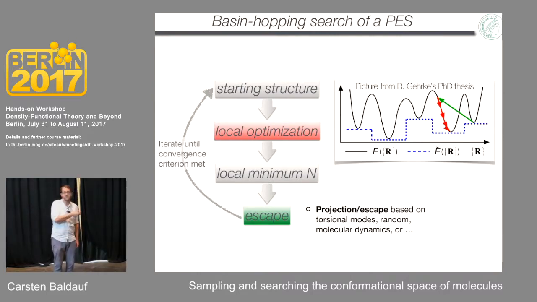And then you escape from that minimum. By some way, you go to another place. So you are here in this minimum, you project out of it, and you fall down to the next one. And you repeat and so on until you have found all minima, ideally. This projection is what essentially defines the differences between these methods. You can do this by projecting along torsional modes, you can do random movements, or you can do molecular dynamics trajectories, as is done in the minima hopping by Gödecker.